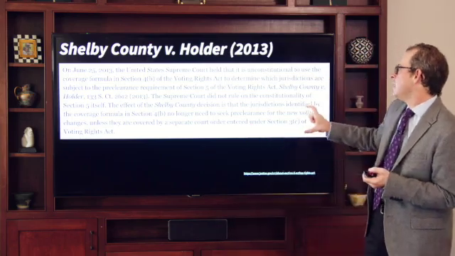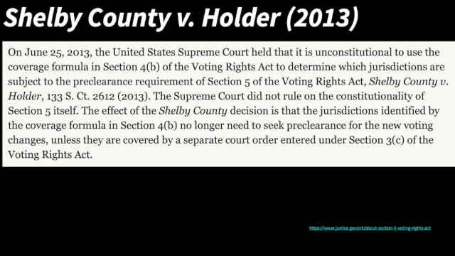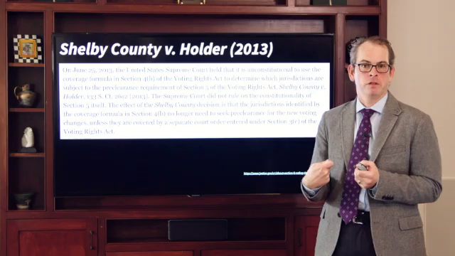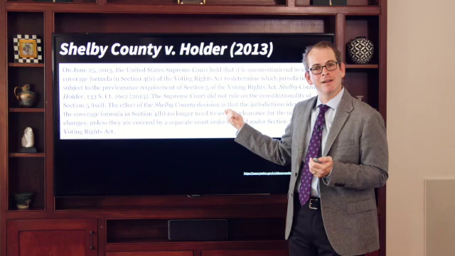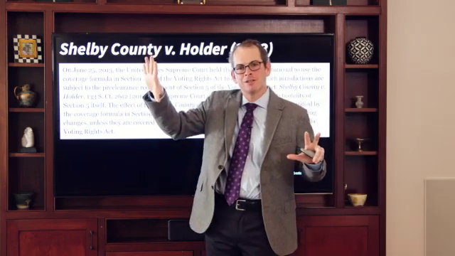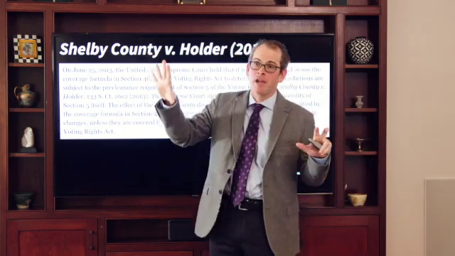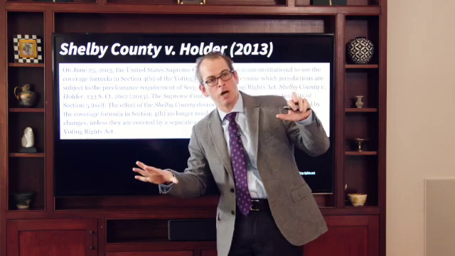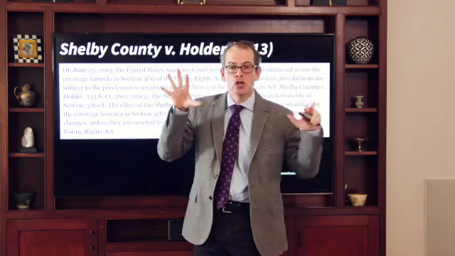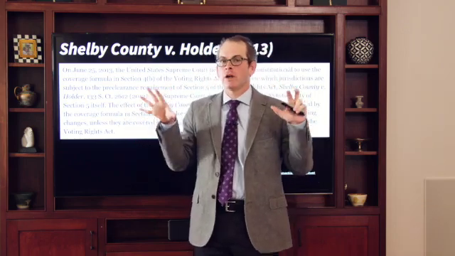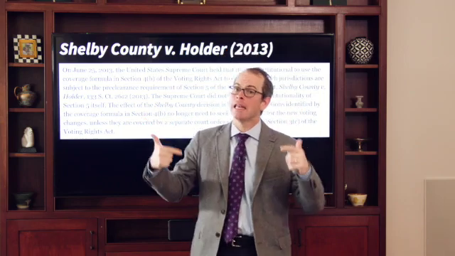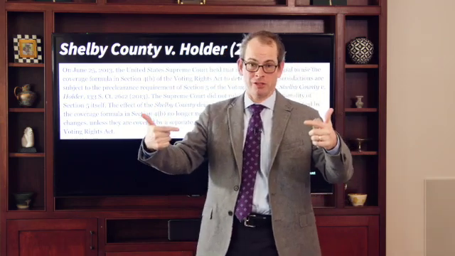And it basically said those jurisdictions that were identified by the coverage formula in Section 4B, again technical terms, basically the map I just showed you, would no longer need to seek the approval of the federal government and the Department of Justice in particular before making any changes. So again, prior to 2013, if you were in one of those covered states, or in a county in a covered state, in some states like North Carolina where some places were covered and some places were uncovered, you couldn't make any changes that affected the ability of people to vote without getting approval of the federal government and the Department of Justice.